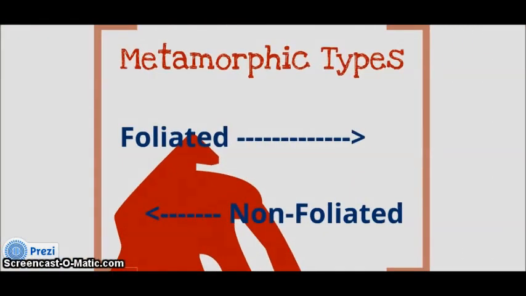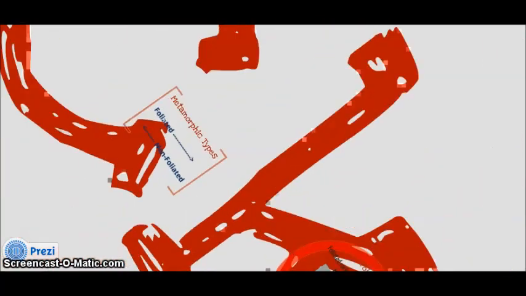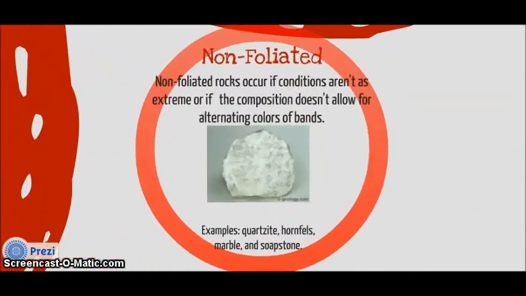The two main categories of metamorphic rock are foliated and non-foliated. Foliated rocks have parallel bands made by heat and pressure, three examples being slate, phyllite, and schist. Non-foliated rocks do not have parallel bands, and some examples are quartzite, hornfels, marble, and soapstone.